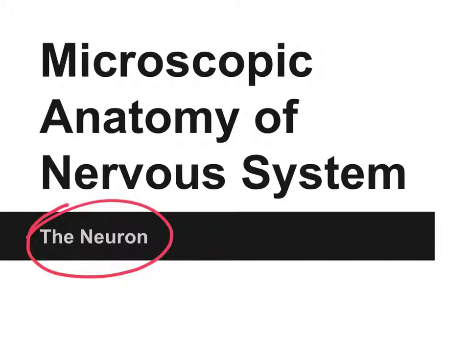It's the cell that transmits information through electrochemical signals. And it's the cell that forms all of our brain, as well as all of our nerves. Essentially, any nervous tissue that exists in your body is composed of neurons. And so we're going to talk about what they look like and what they do.